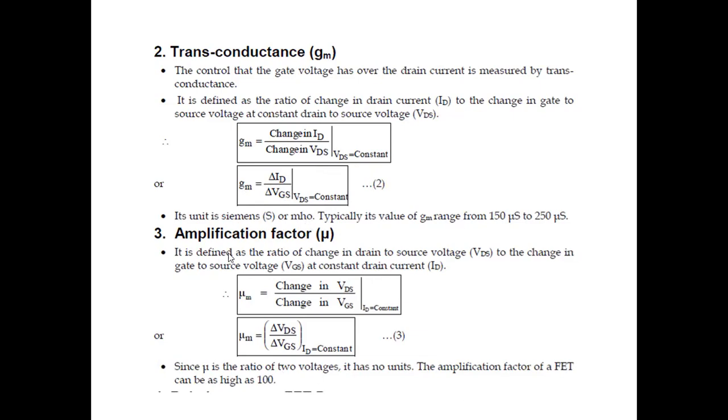Next, amplification factor. It is defined as the ratio of the change in the drain to source voltage to the change in the gate to source voltage at a constant ID. So mu equal to delta VDS divided by delta VGS.